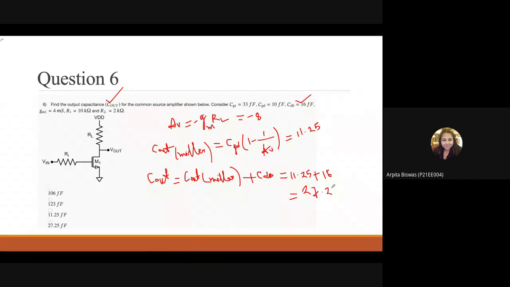So what is the right answer? Yes, option D. To at first find out the AV, then find out the C output. If Miller is present, then you have C output. So C output equals C output Miller plus CDP.